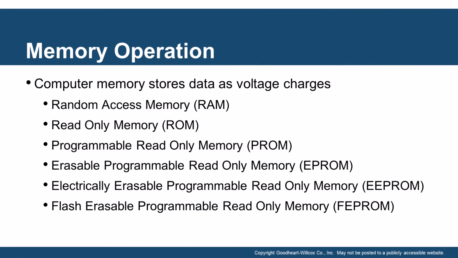Next, let's take a look at memory operation. Computers use many different types of memory. The computer memory data stores things as voltage charges, right, or changes actually. The random access memory is our RAM. You've probably heard that from your computers at home. We also have ROM, the programmable removable memory, and different other options here that you'll see.